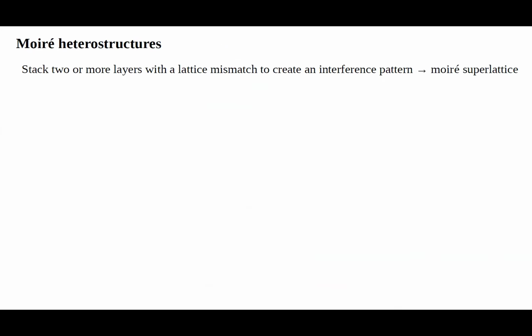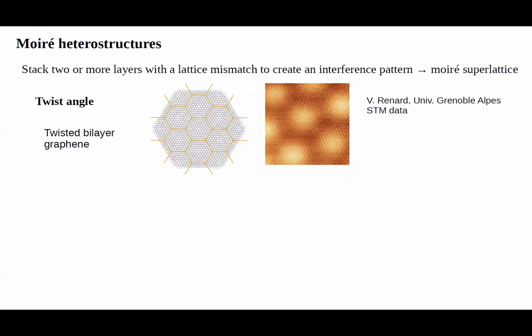So now moire heterostructure. So the idea is going to be to stack at least 2 of these layers with some lattice mismatch. And the lattice mismatch is going to give you some interference pattern in real space that is called the moire pattern. So here is graphene again. So this time 2 layers of graphene twisted slightly, so slightly misaligned, otherwise known as twisted bilayer graphene, will give you a moire pattern in real space. So here is a sketch of what it gives you.